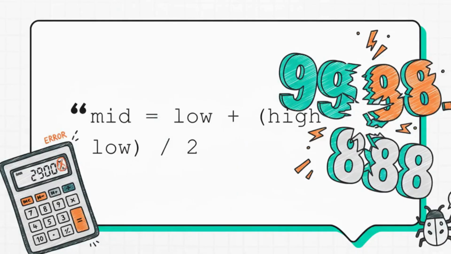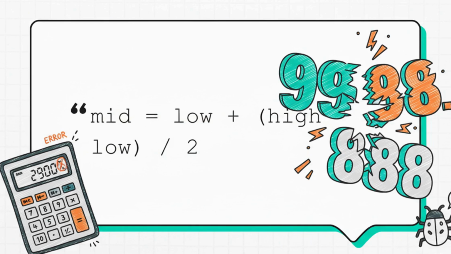Now, I gotta show you this. This is a real pro move. A little detail that can save you from a really sneaky bug. You might think the obvious way to find the middle is just low plus high, divided by 2, right? Well, what happens if low and high are huge numbers? Like really, really big?